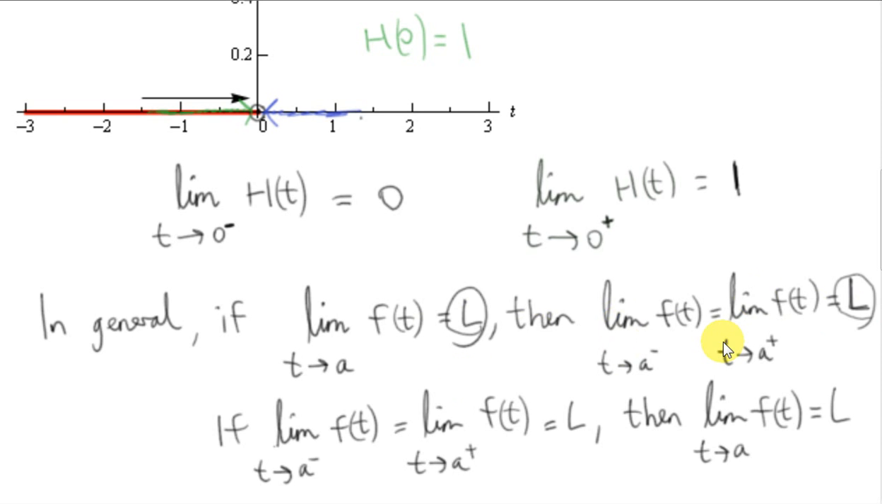Now we can also turn this statement around. If the two one-sided limits exist and are the same, in this case equal to L, then the limit as t tends towards a of f of t is L.